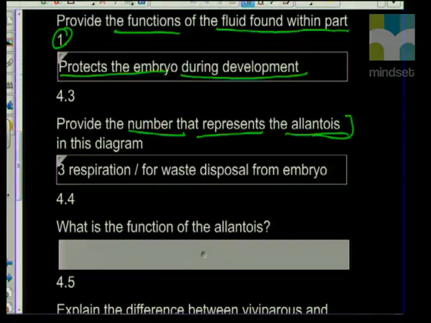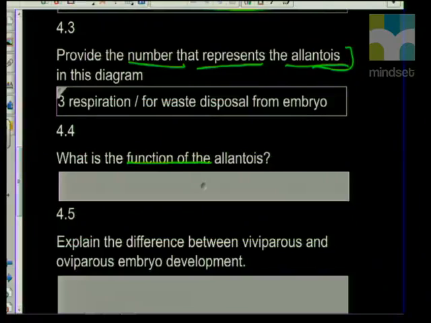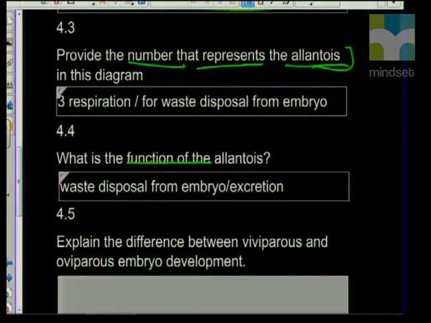Now the next question, what is the function? Oh, I've already given you the function. It gets rid of waste products. It stores it so that it doesn't infect the baby. It will destroy or kill the child, the chick, whatever it is. It will harm it if we don't get rid of that waste product. So it is there for waste dispersal of the embryo. It's all the excretion that goes there. Nice and simple and easy.